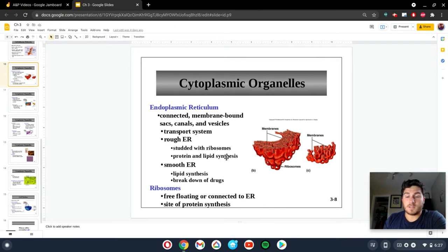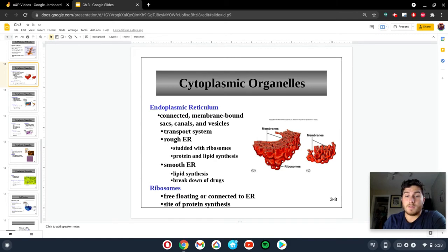Protein synthesis, you're making proteins. Lipid synthesis, you're making lipids. All right, so these are really important. Smooth ER is also going to be used for lipid synthesis, making fats, but also breaking down of various drugs, right? Different chemicals. Ribosomes are also extremely important in the body because these are free floating or connected to the endoplasmic reticulum, as you see here, the rough ER. And these are going to be the site where our proteins are going to be made.